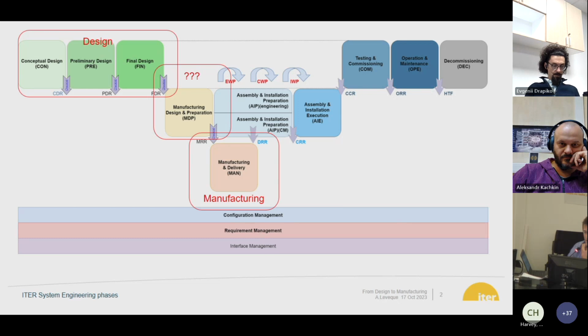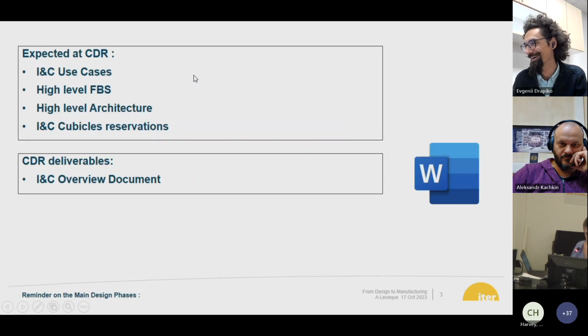When we are reaching the FDR, at least for the INC part, we have not designed everything that we can give to a company that will manufacture the INC cubicle for us. We need to go through this phase to give more details. So I just want to give a very brief reminder of what is expected during the main design phase, to refresh everyone's memory, and maybe on Thursday, Sukmit will also have a look at that.